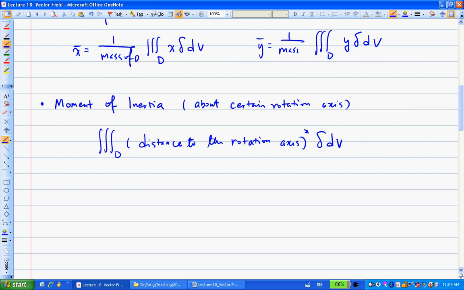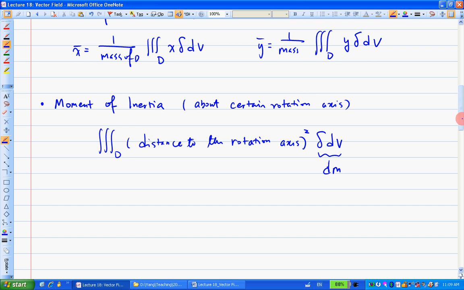We don't know where this rotational axis is, right? But if you give me a rotational axis and you want me to calculate the moment of inertia about it, here's the formula. This portion, delta dV, is basically a dm, a small mass. The moment of inertia is m r squared for a point mass, so you add them up, and that's the total moment of inertia.